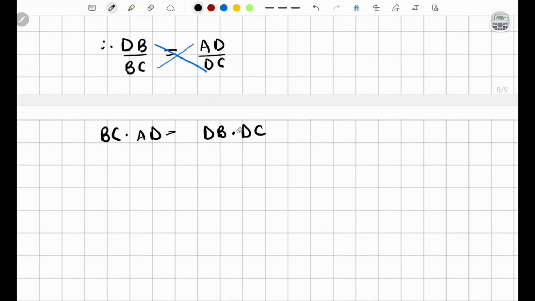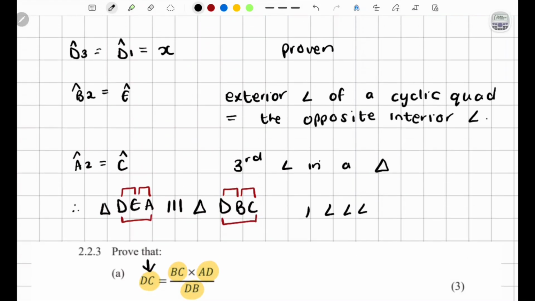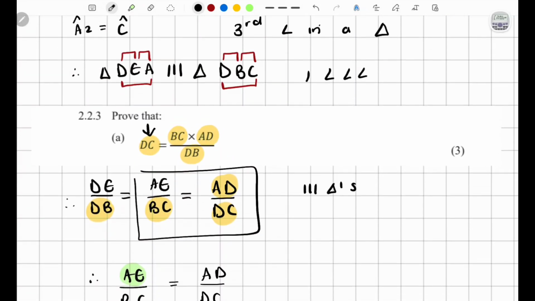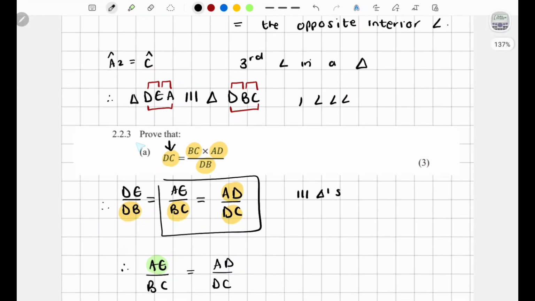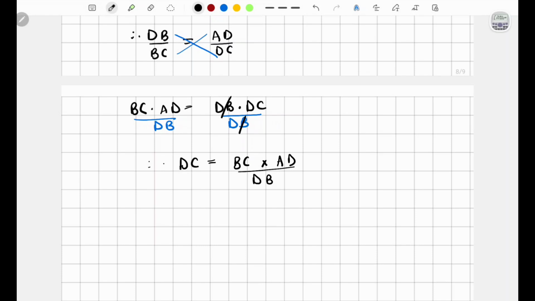So how do we get DC alone? By getting rid of DB. Since they're multiplying, you get rid of it by dividing. So divide both sides by DB. And so now we can finally say that DC, because it's the only thing left there, is equal to BC multiplied by AD over DB. And that is what we have here, as you can see. Okay, so that is A of question 2.2.3 for 3 marks. Moving on to the next question.